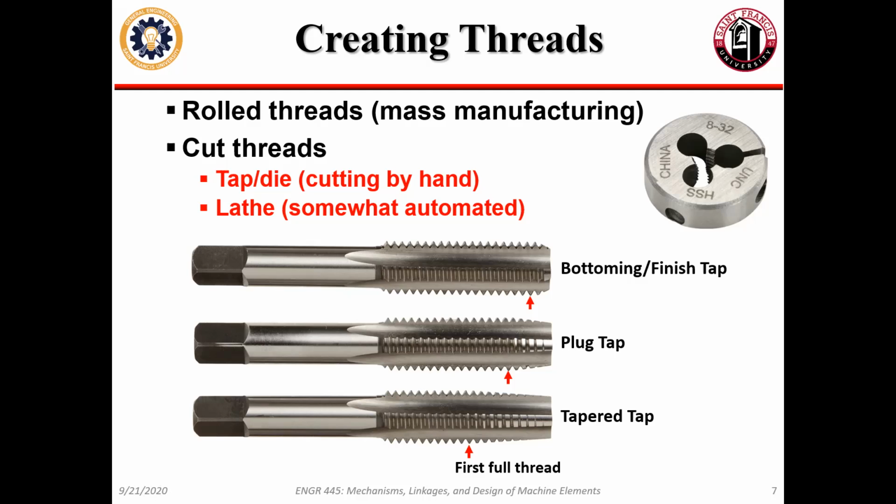You get around this by using either a plug tap, which doesn't have full threads until all the way back here, because as you might imagine, if you want to thread to the bottom of the hole, you can't do it with this tap. You get around it by using a plug tap or a bottoming or a finish tap. But all this said, that's why we care about the tap drill.